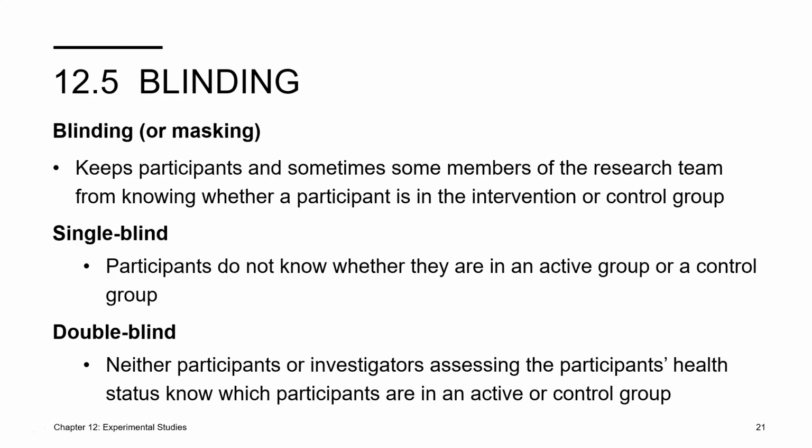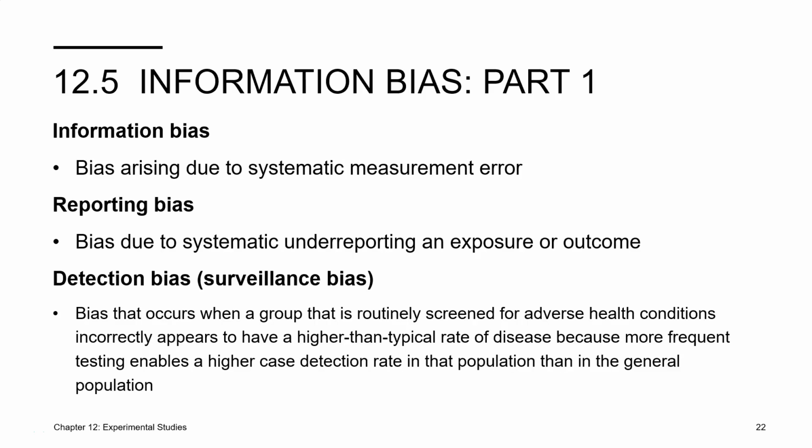Section 12.5 goes over blinding. Blinding is often used in randomized controlled trials as a measure to reduce bias. It keeps participants and sometimes some members of the research team from knowing whether the participant is in the intervention or control group. Jacobsen goes over single blinding and double blinding. Single blinding is when participants do not know whether they are in the active or control group. Double blinding is when neither the participants nor the investigators assessing the participants' health status know which participants are in the active or control group.